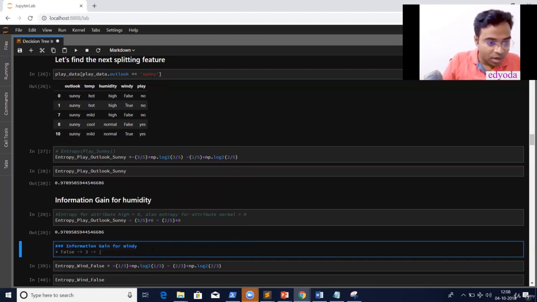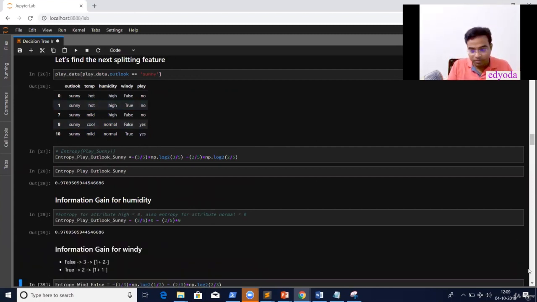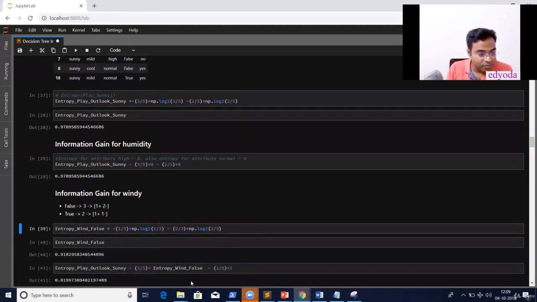And in the 3 false, 1 positive, 2 negative. True is 2. One is yes, one is no. So 1 positive, 1 negative. Right? So you can see here, one positive, one negative. That means the entropy of this data will be 1. This data we have to calculate.